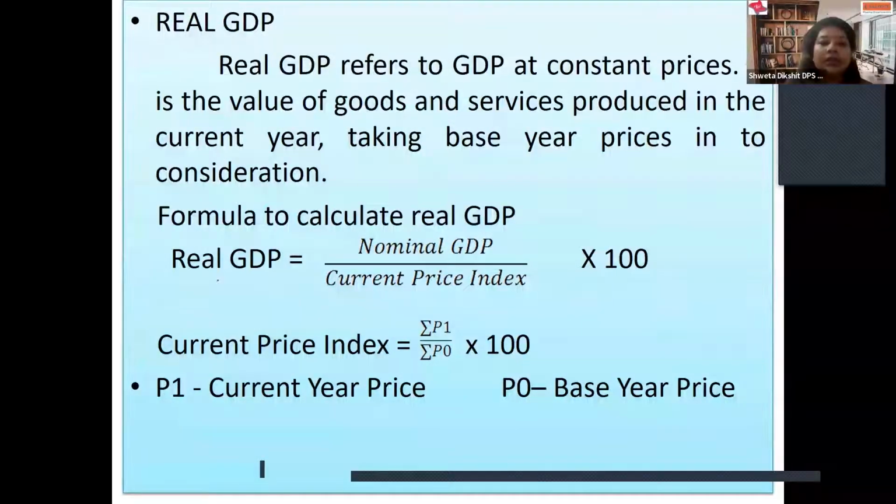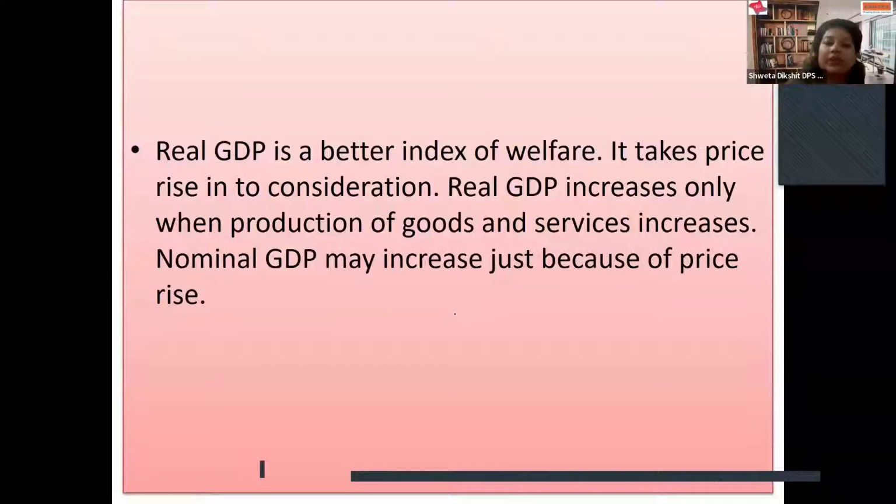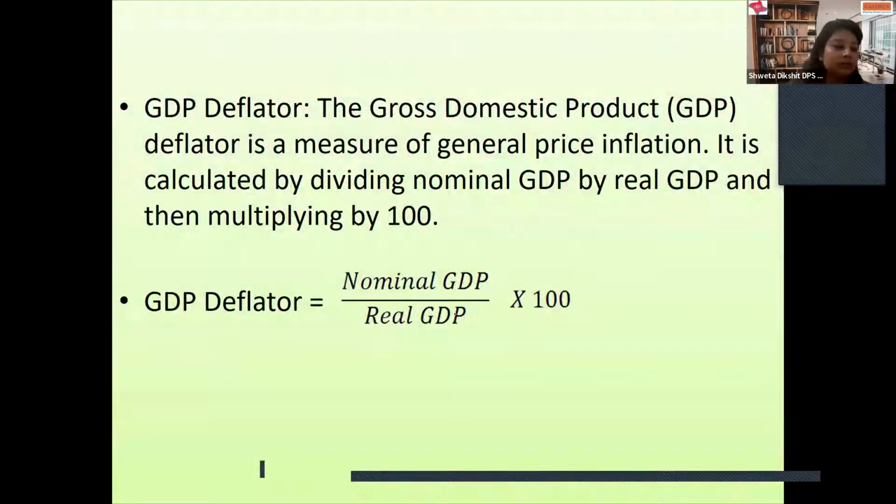And the other method to find real GDP with the help of nominal GDP is nominal GDP upon current price index into 100. What is current price index? This is the formula. That is sigma P1 upon sigma P0 into 100, which you learned in class 11th in index number. So you're already aware of it. We discussed about the GDP and welfare in detail. We talked about externalities and all.